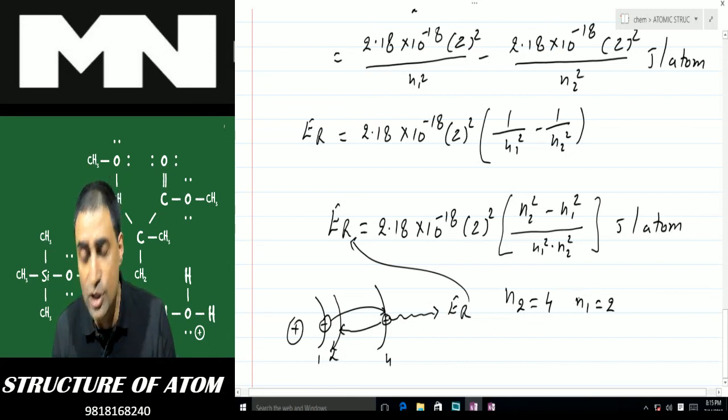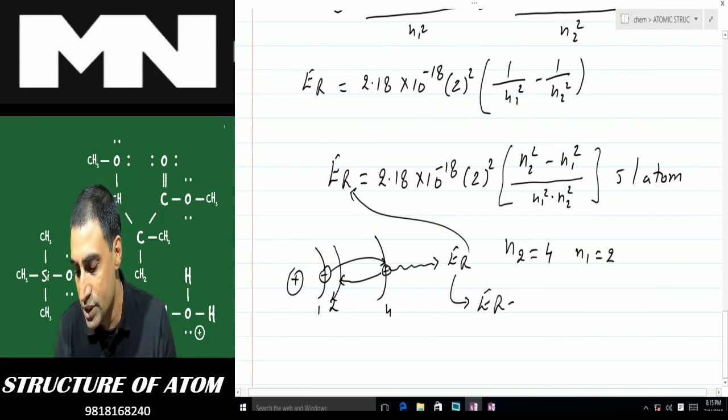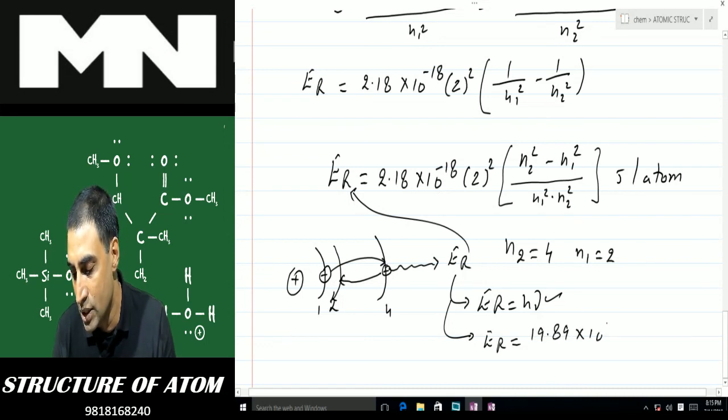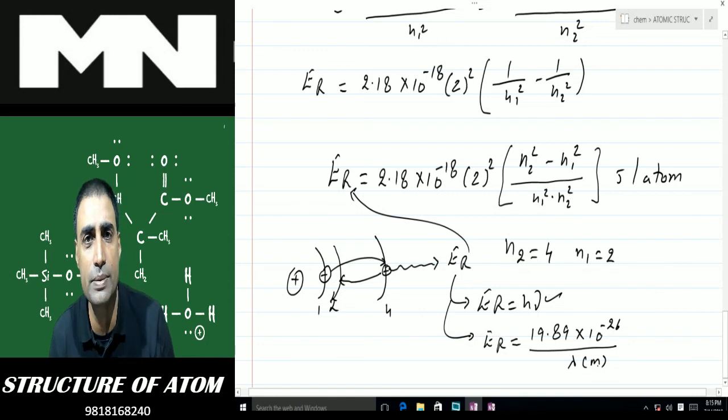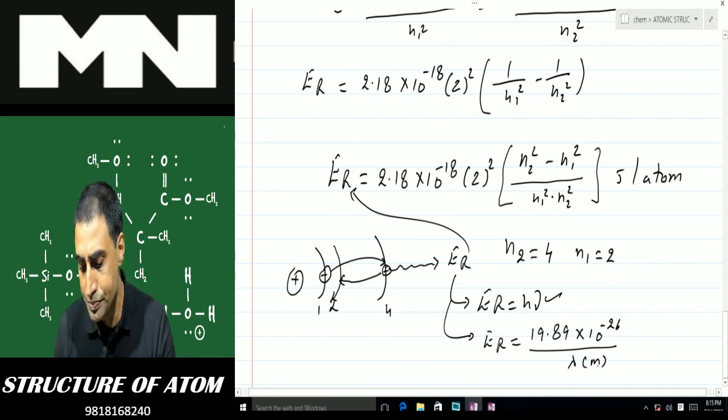It is not only that energy of radiation will be asked, many times frequency and wavelength are asked. For that I have already told you the formula. First you will calculate energy from here, then you know energy of radiation is equal to h nu. From here you can calculate frequency. You also know energy of radiation is equal to 19.89 into 10 to the power minus 26 by lambda in meters. So this is what you can calculate. So this is how Niels Bohr explained the absorption and re-emission of energy by an atom.